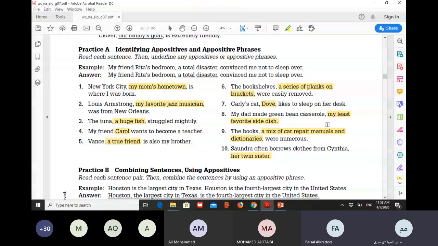When I say "Sandra often borrows clothes from Cynthia," it's clear, the idea is complete, and everything is right. If you say "her twin sister," you are giving extra information about a noun previously mentioned in the sentence, which is Cynthia. So you don't need it. If you omit it, the sentence still gives meaning. But if you add it, you give extra information to the reader so that he understands who Cynthia is. So this is the appositive. Is it clear? Yes. Nice. Okay, back again to practice B.